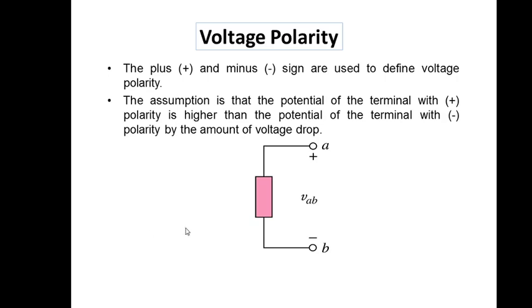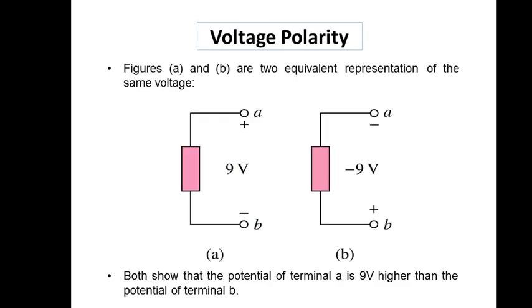Here in this figure we observe this is the load and these are the terminals A and B. This is the positive terminal and this is the negative. So this is the potential difference between A and B. It is called voltage, VAB, from this to this. So this one is always positive with respect to this one. This is the higher value than this one. That's the reason we are taking this one. So that is voltage polarity.